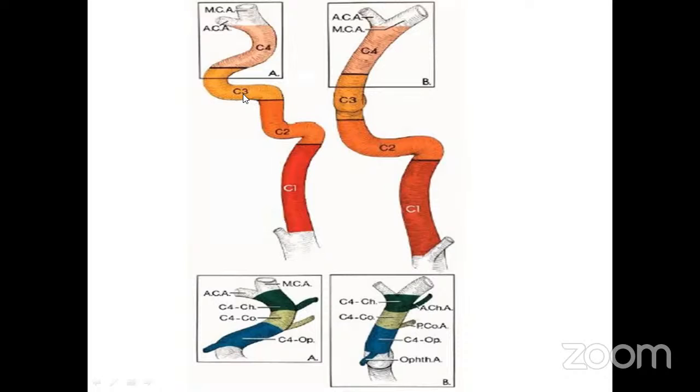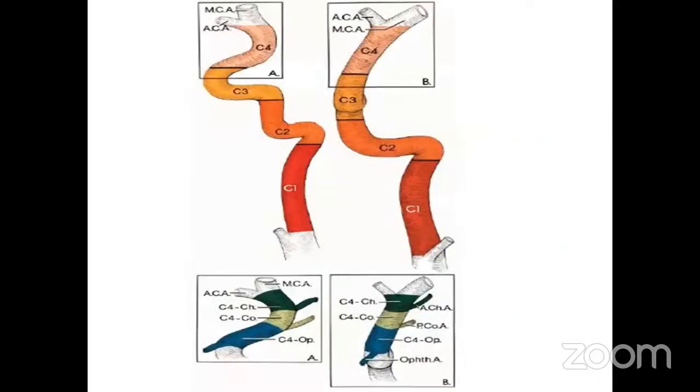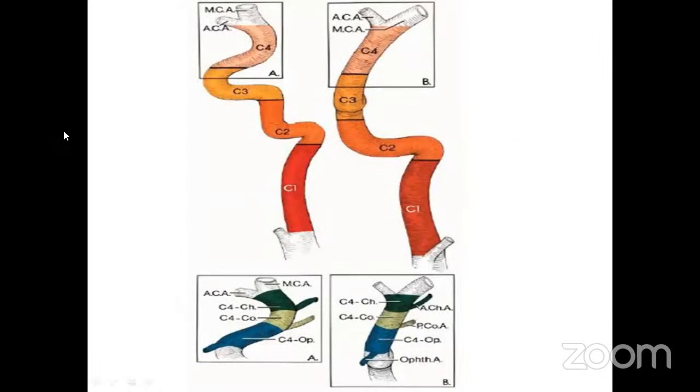The third part, the orange colored part, is the cavernous segment. The cavernous segment courses within the cavernous sinus and ends where the artery passes through the dura mater, forming the roof of the cavernous sinus. The fourth or supraclinoid portion begins where the artery enters the subarachnoid space and terminates at the bifurcation where it divides into ACA and MCA segments. As seen in this diagram, the fourth part bifurcates into the anterior cerebral artery and the middle cerebral artery.